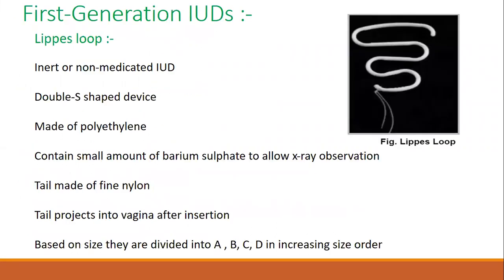So these IUDs are again divided into three generations: first, second, and third. First generation IUD consists of the Lippes loop. First and second generation are both non-medicated IUDs, and third generation IUDs are medicated IUDs. The Lippes loop is an inert or non-medicated, double S-shaped device, as we can see in the image. It is made of polyethylene and contains a small amount of barium sulfate to allow X-ray observation. The tail is made of fine nylon and projects into the vagina after insertion. Based on size, they are divided into A, B, C, D in increasing size order.